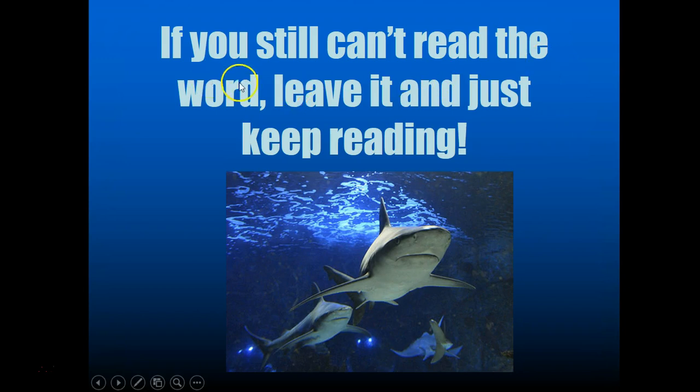If you still can't read the word, leave it and just keep reading. You will probably get the gist if you read the rest of the words. However, if there are a bunch of words that you don't understand, then you need to find a different strategy, such as a dictionary, but we will deal with that in another lesson.